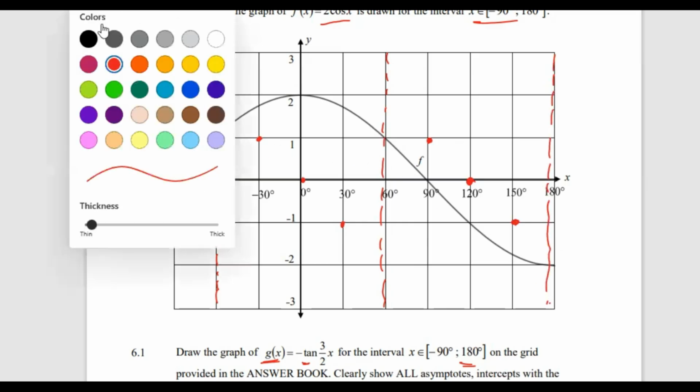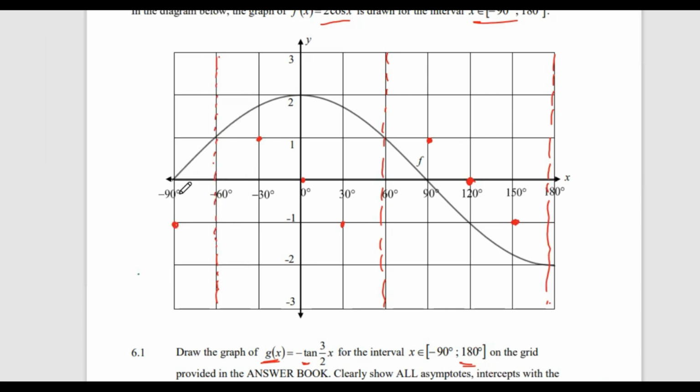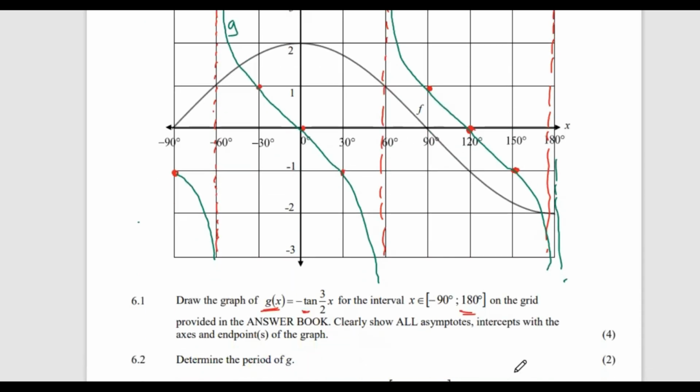Okay, so remember the direction of the tan graphs, the shape moves towards the asymptote. And then this one will also do the same thing, and then move towards the asymptote. Remember, the asymptote is at 180. Okay, so that is the graph of g. Then they're asking us to determine the period of g.